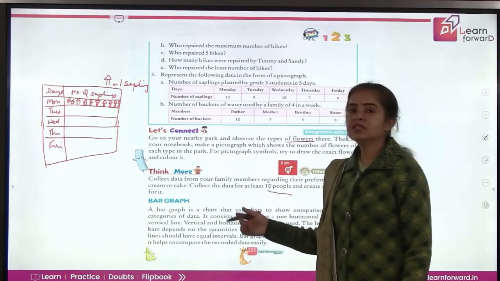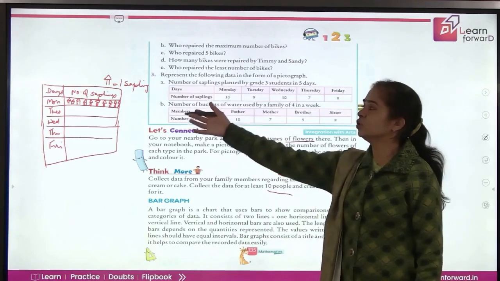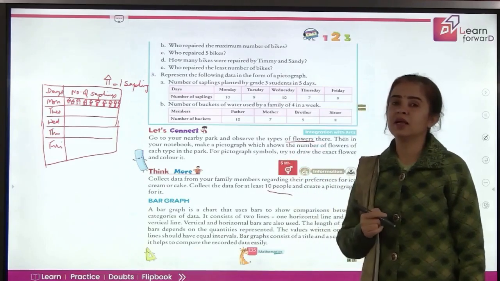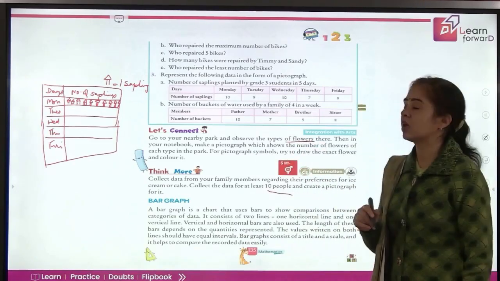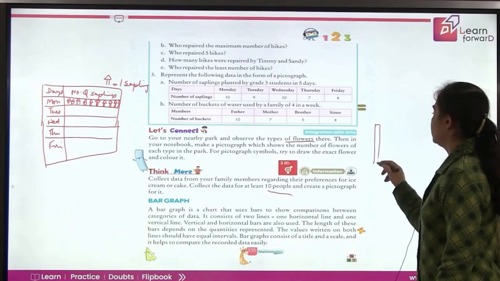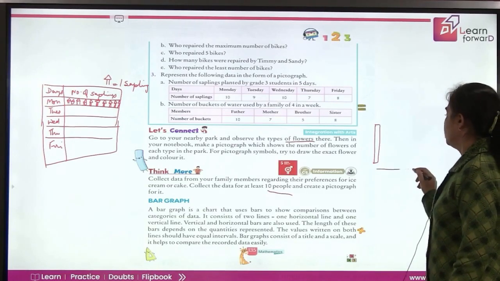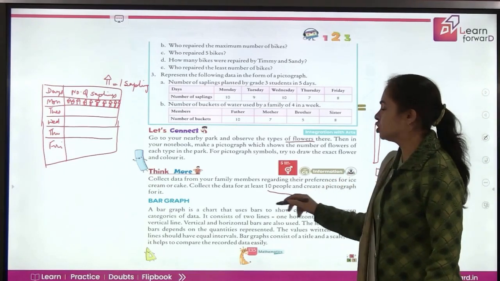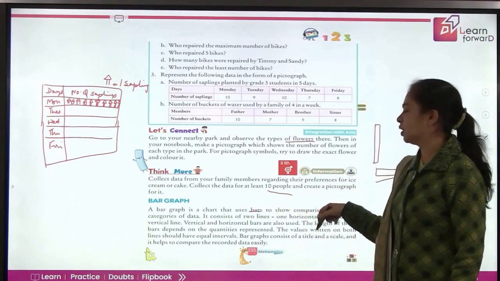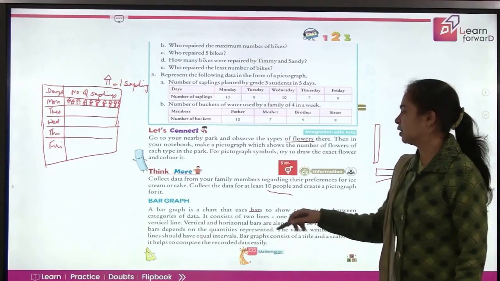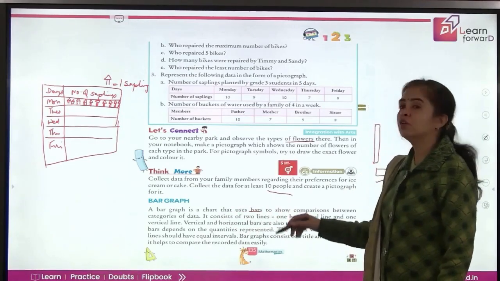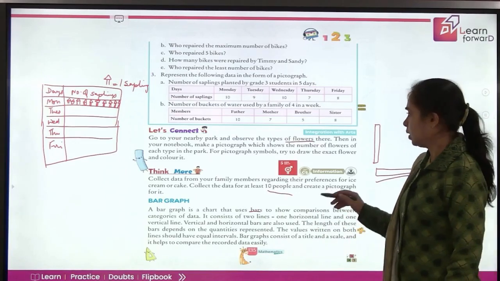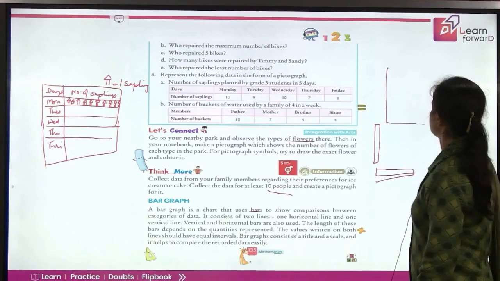Bar graph. What is a bar graph? In a pictograph you show your data in the form of pictures, and in a bar graph, you show your data, your information, in the form of bars. What are bars? These standing lines, or they can be sleeping ones, right? So a bar graph is a chart that uses bars to show the comparison between different categories of data, and it consists of 2 lines, one horizontal line and one vertical line. So when you draw a bar graph, these are the 2 lines.